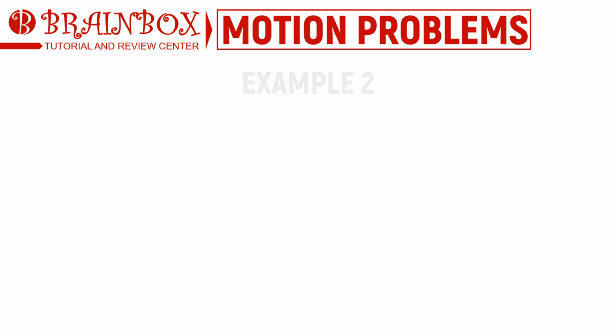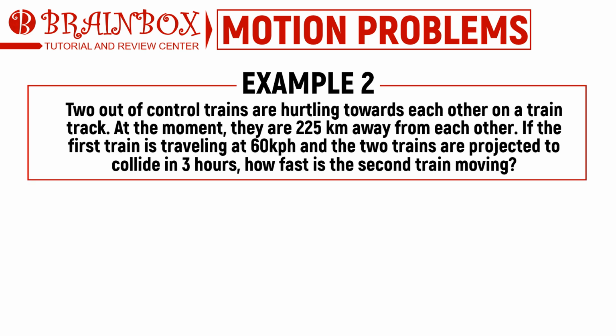Let's look at another sample problem, with a different twist this time. Two out-of-control trains are hurtling towards each other on a train track. At the moment, they are 225 kilometers away from each other. If the first train is traveling at 60 kilometers per hour and the two trains are projected to collide in 3 hours, how fast is the second train moving?